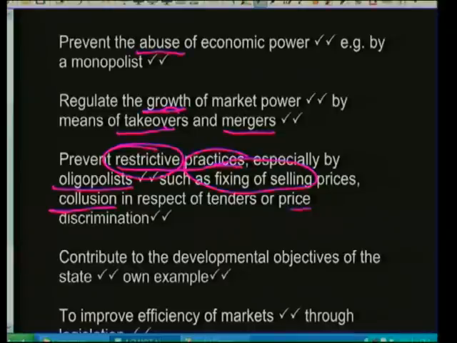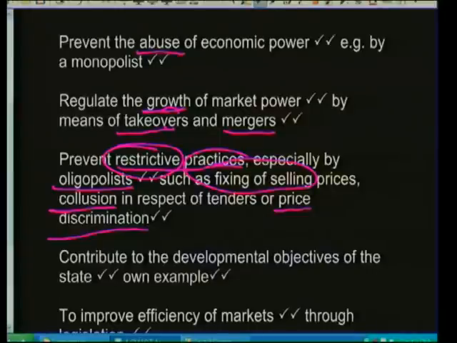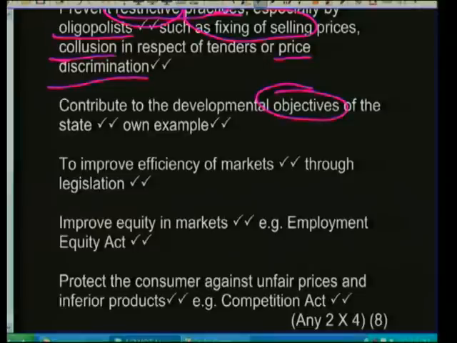The term price discrimination, just to refresh your memory on that one, where people in different groups are charged different prices for the same product. For instance, a luxury product might be more expensive in an area where they know that people earn a higher income than in areas where people earn lower incomes.